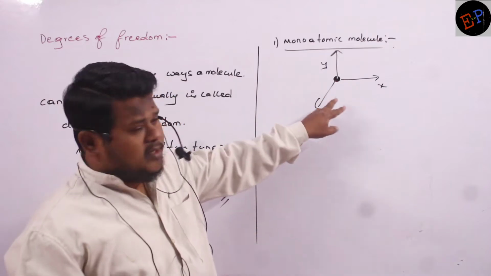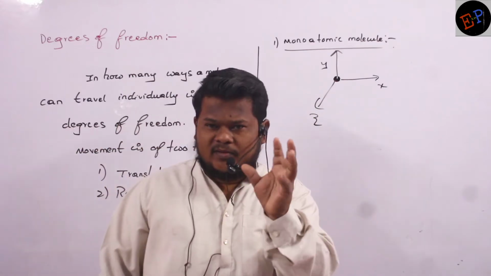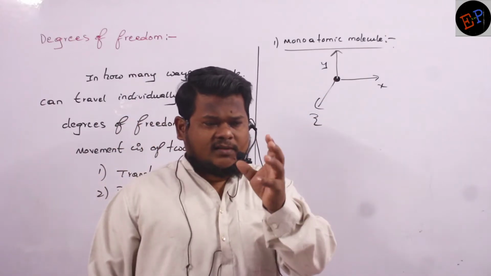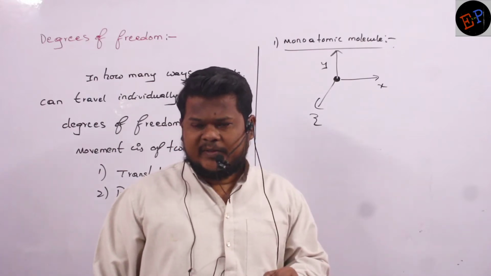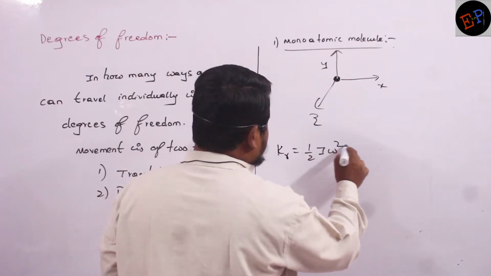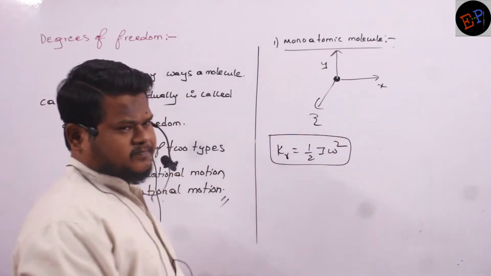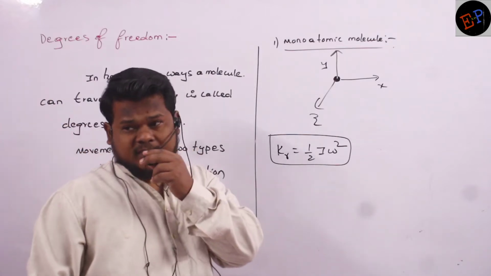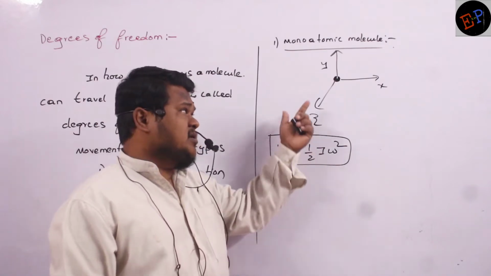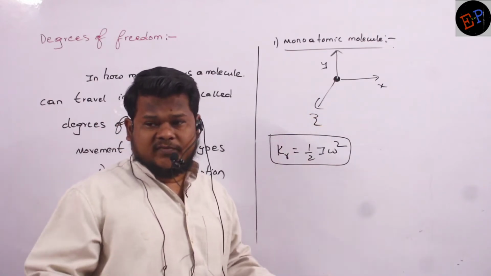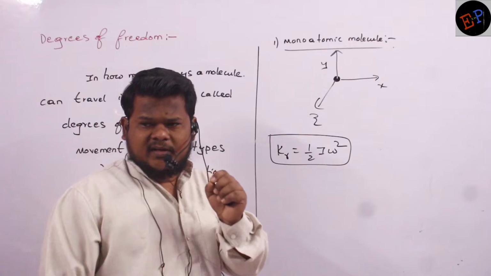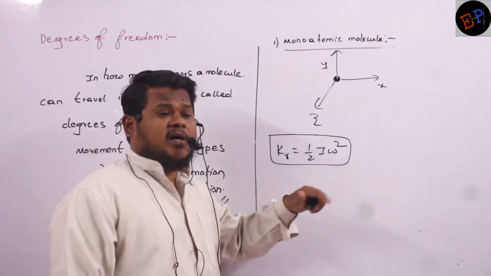And this molecule can rotate also. But for ideal gases, the size of the molecules is very small. What is the formula for rotational kinetic energy? Rotational kinetic energy is half I omega square. Translational kinetic energy is half m v square. What is the moment of inertia? For a solid sphere, it is 2 by 5 m r square. But their radius is very, very small. Because we are taking gases to be ideal gases, their moment of inertia will be almost 0.